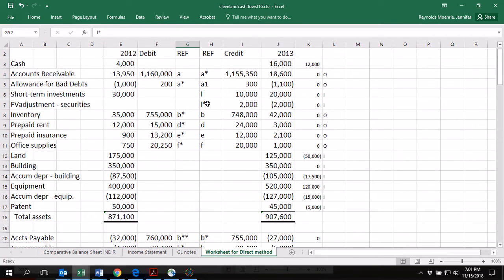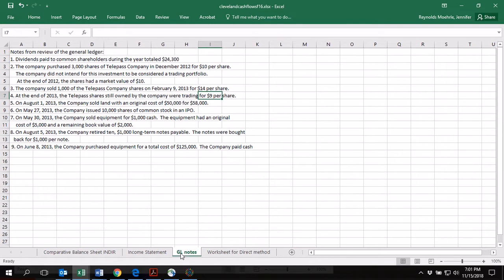All right, so now I'm down to item M, land. Looks like it decreased by 50,000. Now to make sure it's not a combination, purchase and decrease, I'm going to look in the general ledger. I look in the general ledger detail, this is what I would have found. I've made myself some notes.